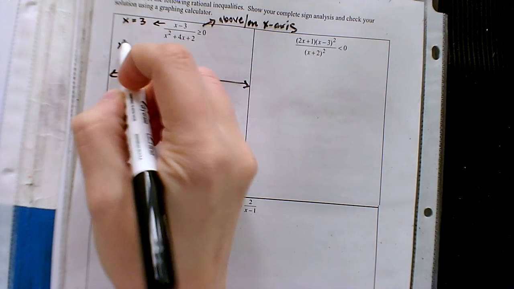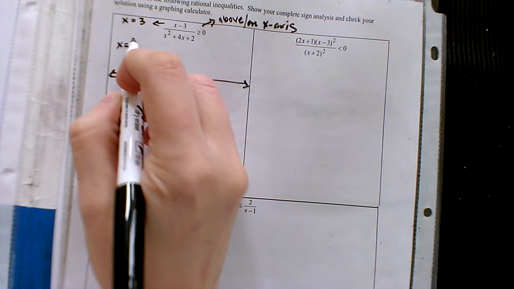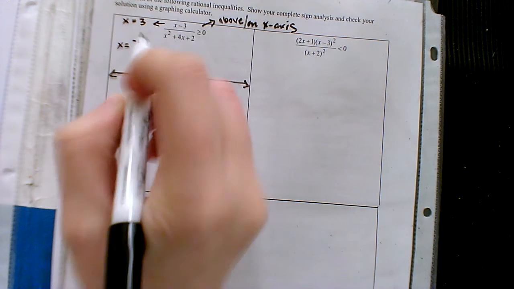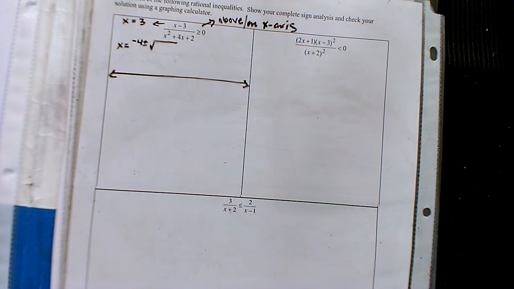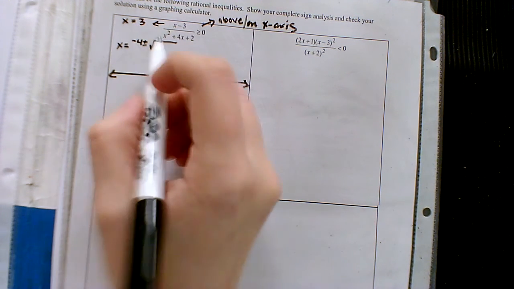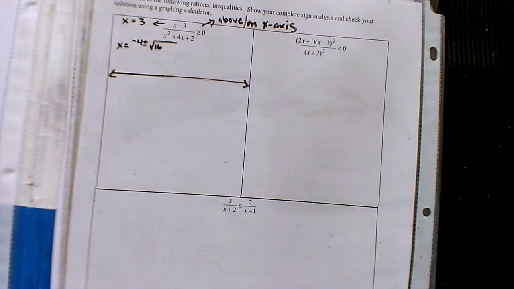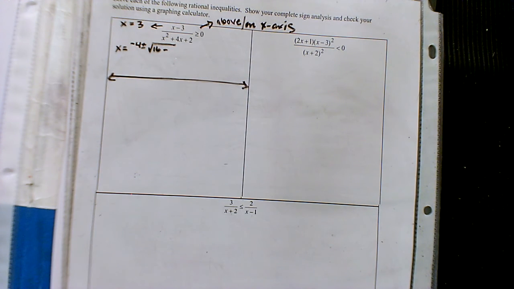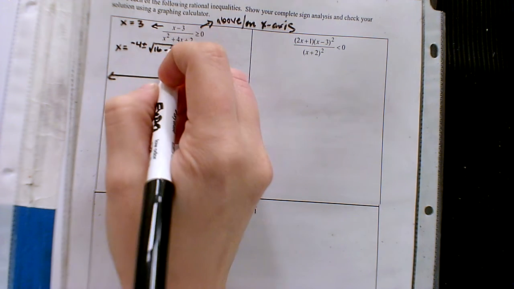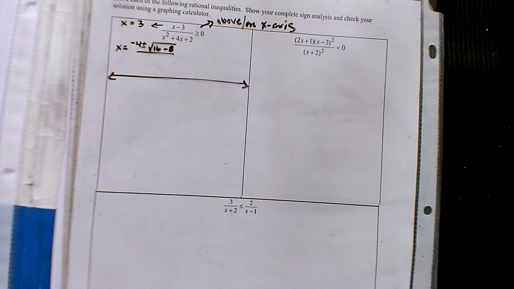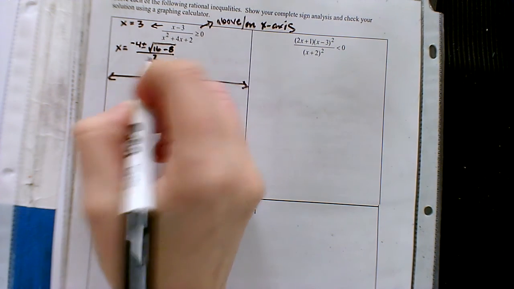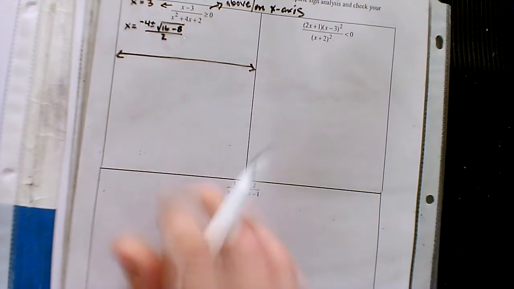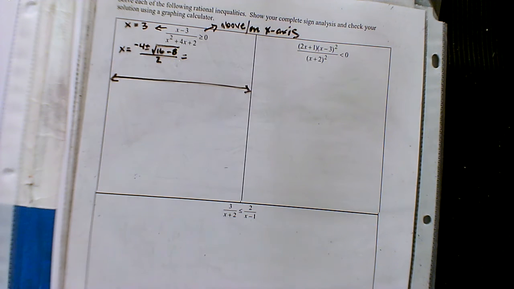All right. x equals, we need the opposite of b, plus or minus the square root of b squared, so 4 squared would be 16, minus 4 times a times c. So 4 times 1 times 2 would be 8, and that's all over 2a. So 2 times 1 would just be 2. All right, now inside the square root, we'll end up with 8.